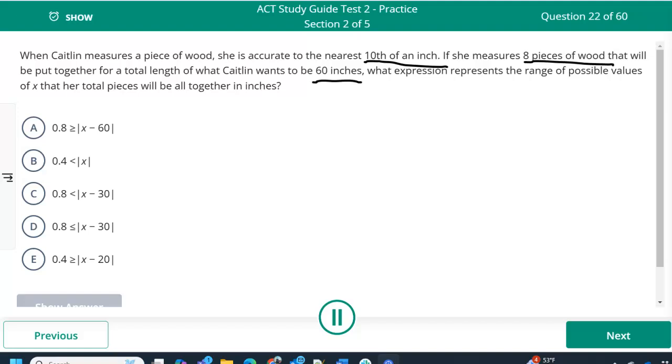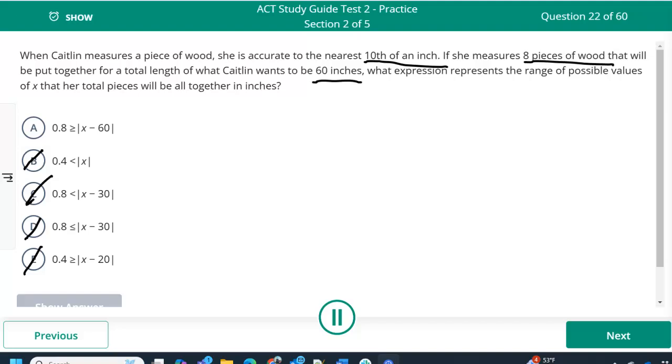Well, I'm thinking, first of all, as I look at this, I don't like these answers with 30 and 20 because I don't see 30 or 20 anywhere in the problem. Absolute value of x is greater than 0.4. No, I mean, x is going to be much, or the range of possible values. No, that's not the range of possible values. X is going to be much bigger than 0.4.